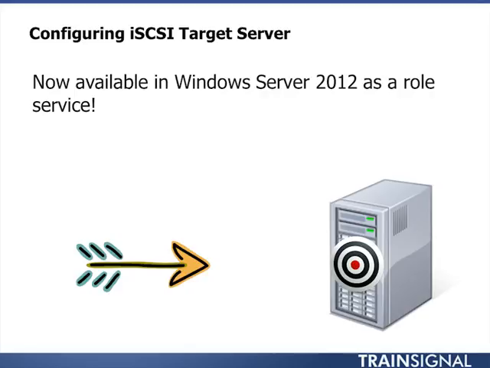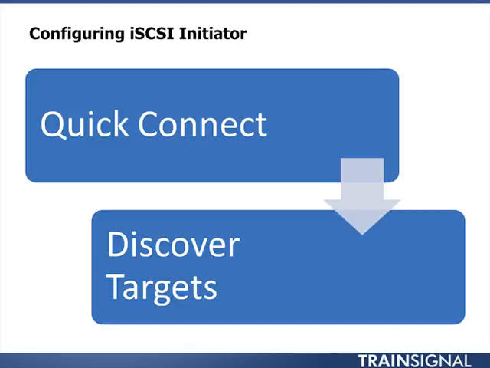So let's take a look at configuring a target server, and then we'll turn around and configure the flip side of this, which is the iSCSI initiator. The iSCSI initiator is the component that connects to the target and retrieves information. So we'll go one step at a time. Let's do the target server first. I'm going to flip over to our server environment and we'll demonstrate that functionality.